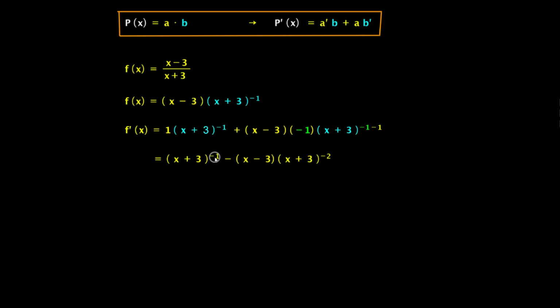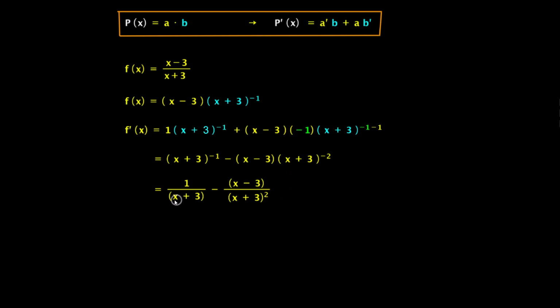We can't leave negative exponents, so use the exponent law to convert the negative exponent into a positive one. It's going to be 1 over x plus 3 with the positive power of 1, and negative 3 is going to stay on top, x minus 3. X plus 3 will go down with the power of positive 2.